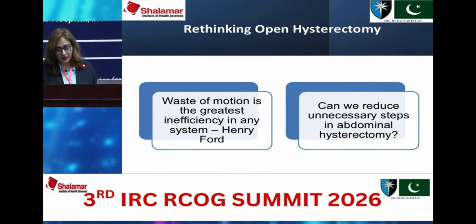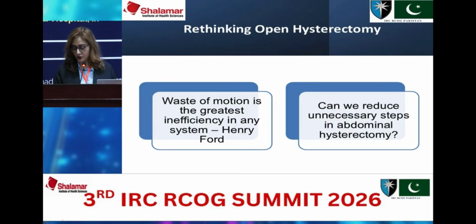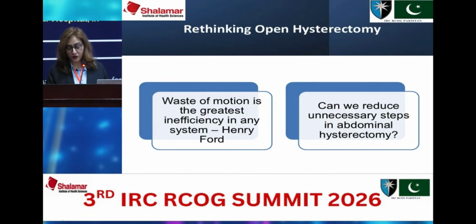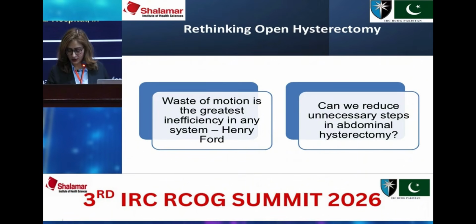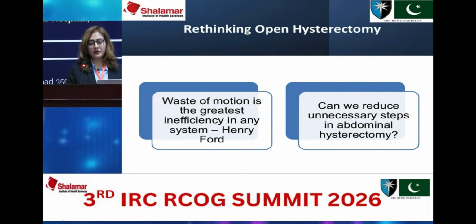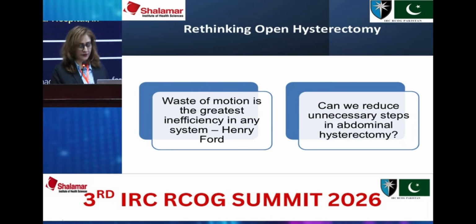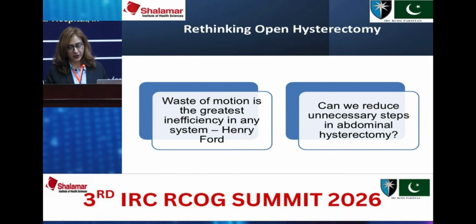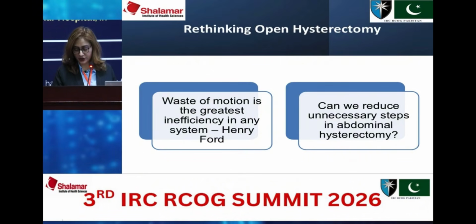At that moment, I realized something important. Sometimes in surgery, we follow the traditional approach so much that we forget to question its efficiency. This led me to a very important and simple question. Why are we doing so many repetitive steps in this surgery? What is the added value that each step brings to my operation?